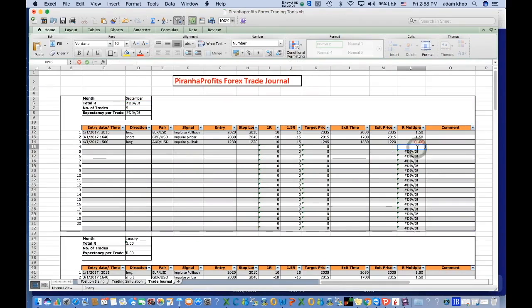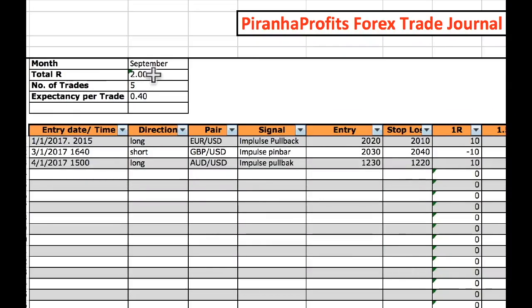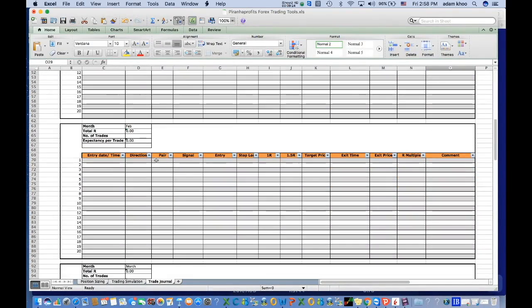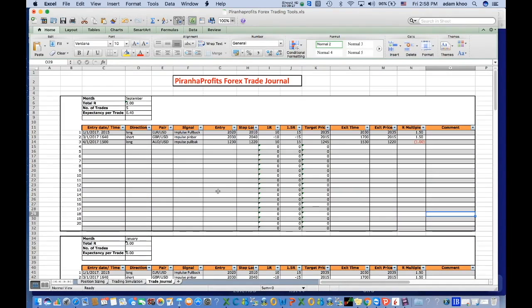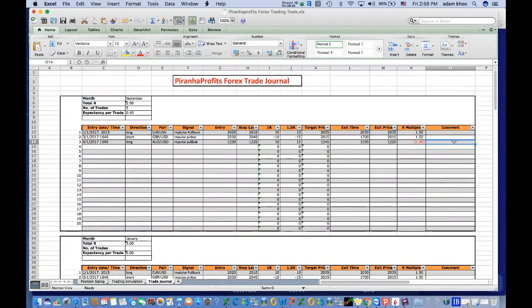So if I were to remove this right now, you can see the total R is 1.5 plus 1.5 minus 1, which is 2R. There we go. So you can just fill this in and use this trading journal to keep track of your trades and to comment on whether you have followed the rules. Remember, your job is just to follow the rules, and if you do that, I can guarantee you that at the end of the month, or 2 months sometimes, you will end up with a positive R multiple.